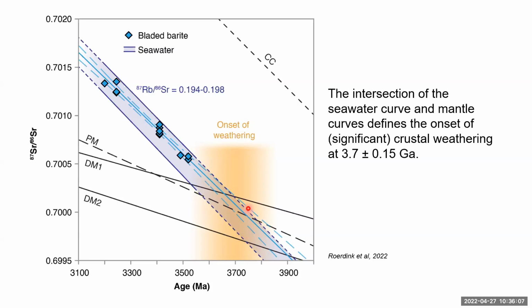Basically, what we did is look at which point our seawater curve intersects the mantle curve, because this is the time when the strontium isotope composition of seawater really started to deviate from the mantle composition. In other words, when input of material from the crust with high strontium isotope values became significant. And based on our curve, this must have happened around 3.7 billion years ago, plus or minus 150 million years.